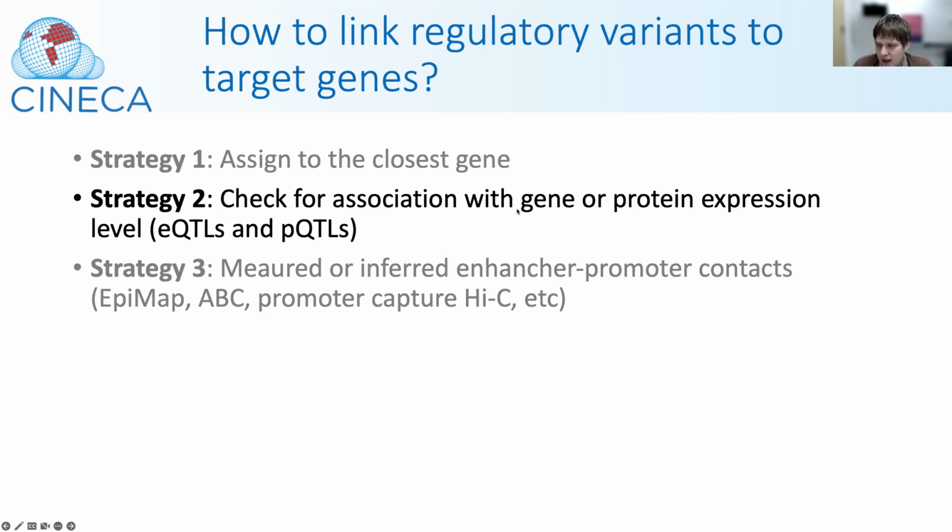And then the second strategy is that you check for association with gene or protein expression levels. So you look if the variant that's associated with disease or a trait is also associated with expression level of some gene or protein in a specific cell type or tissue. And that's what we'll focus on today in this webinar. And just to highlight that there are alternative strategies as well, which we are not going to talk about today.